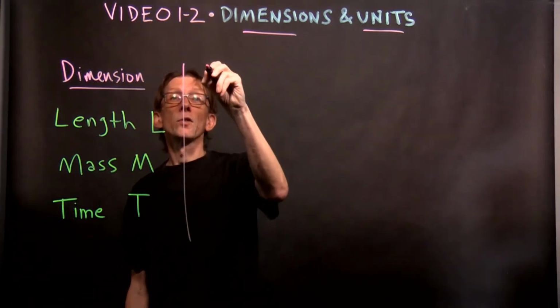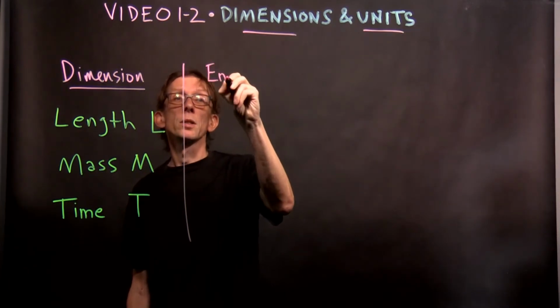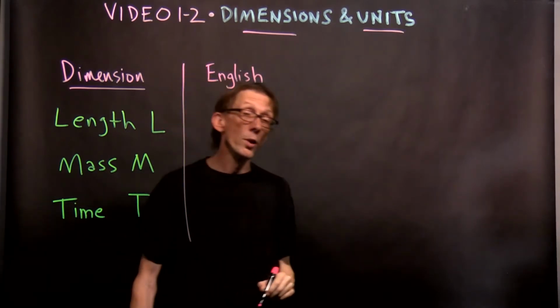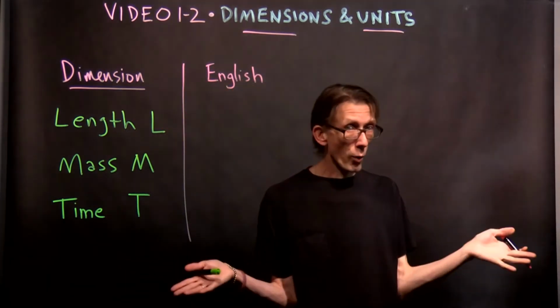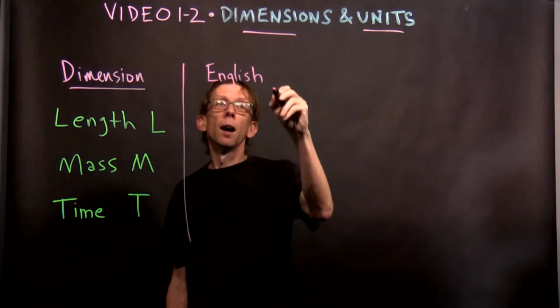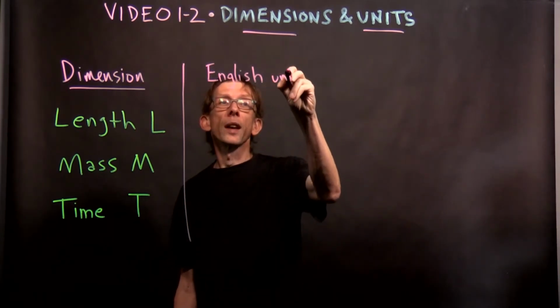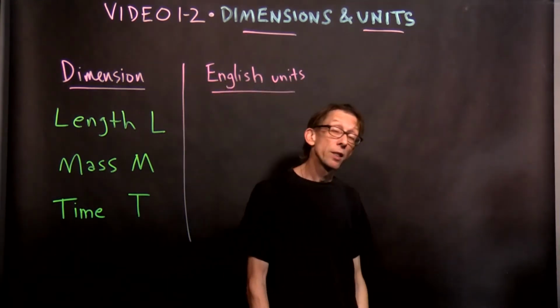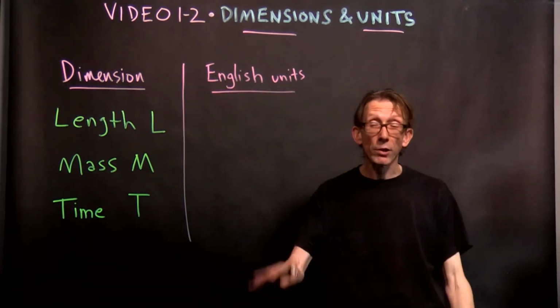So we have different units, right? We have English units, which we in the United States are used to using for the most part. Not always, but for the most part, we use English units. Things like the mile, things like the foot, things like the pound. Those are all English units.